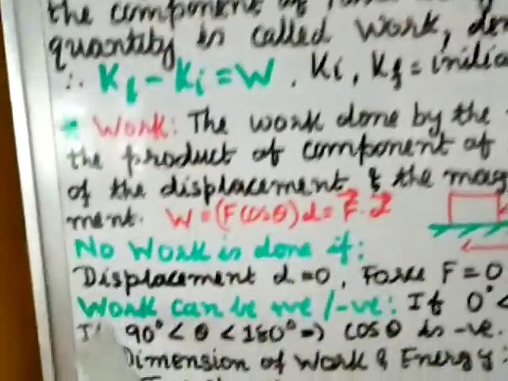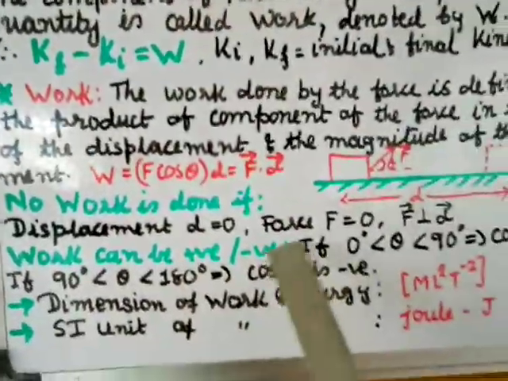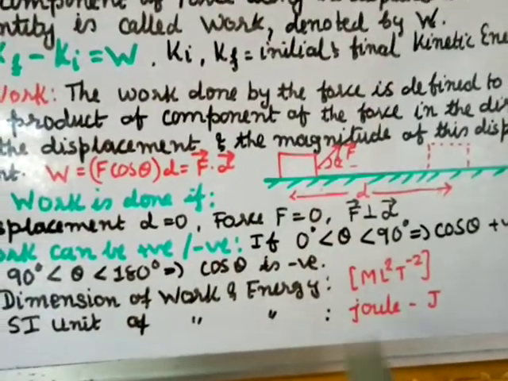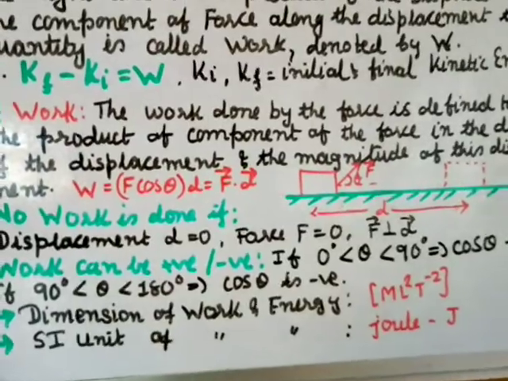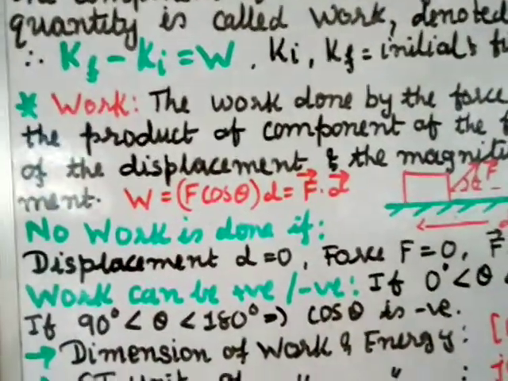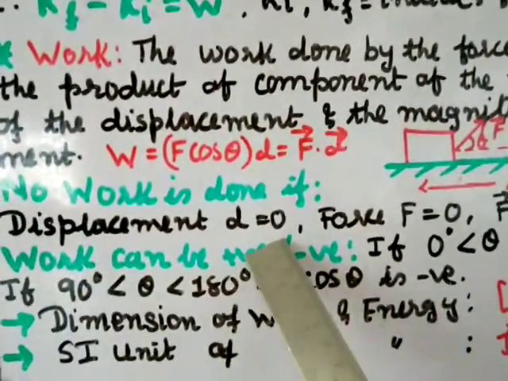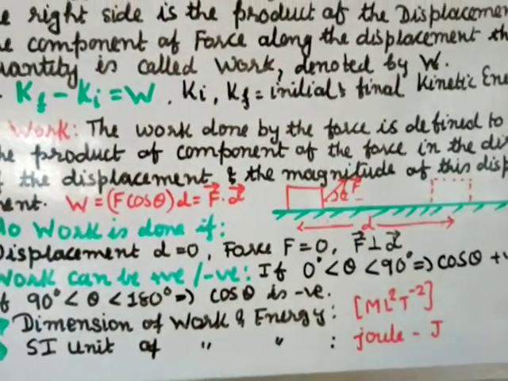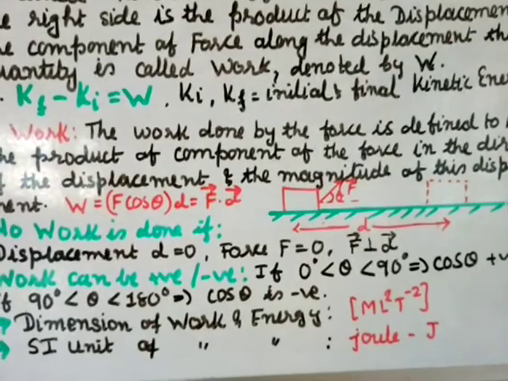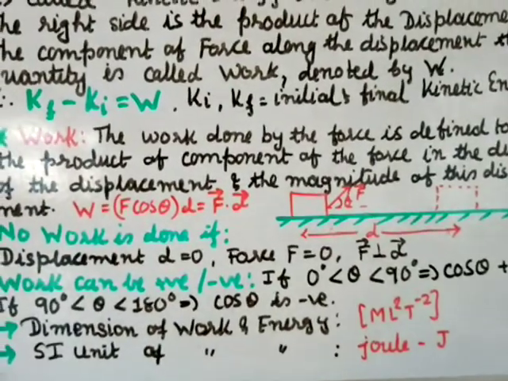We already saw when work is not done. When the displacement is 0, work is not done. When the force is 0, work is not done. And when force and displacement are perpendicular, work is not done. So in this case, the road is stationary and will not move, which means displacement is 0. So the work done by the cycle on the road is 0. That is what we answer for example 6.3.